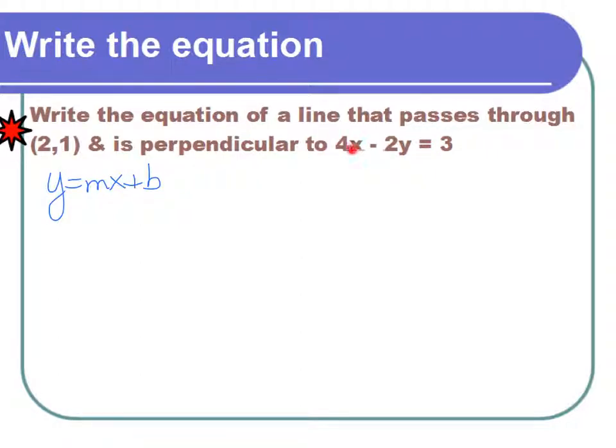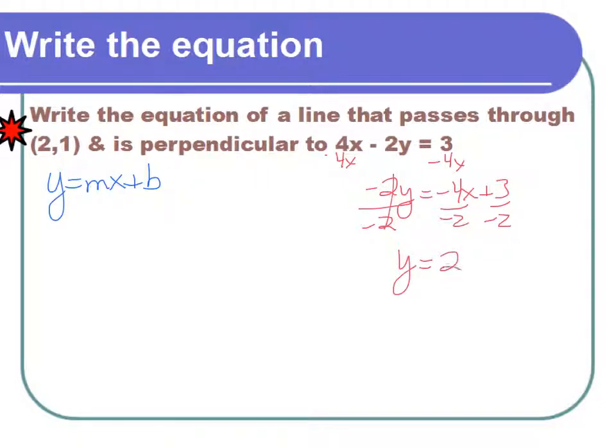So what I'm going to do with this equation right here is rearrange it, and get the y by itself. So let's subtract the 4x. I got negative 2y equals negative 4x plus 3. Now divide everything by negative 2. And so y would be equal to 2x minus 3 halves. All right, so that's the equation of this line when I put it into slope-intercept form.